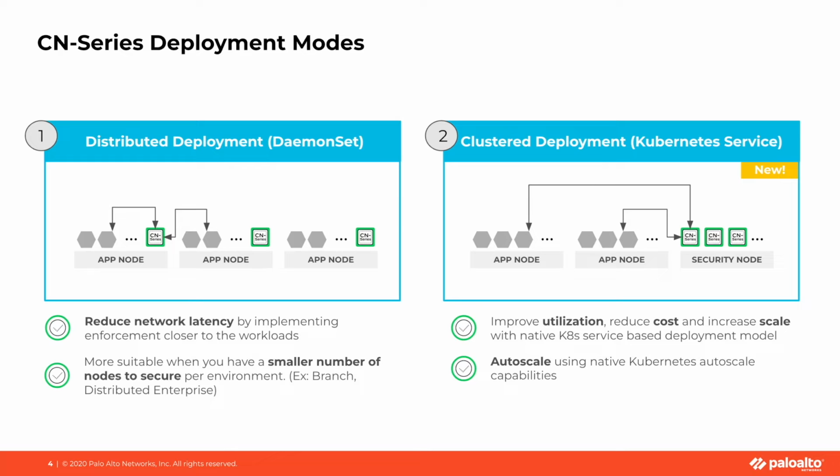And so what this does is it gives you a greater sense of flexibility, as you can deploy CN-Series with 1 vCPU and 2 gigs of memory, all the way up to 47 vCPUs and 56 gigs of memory.